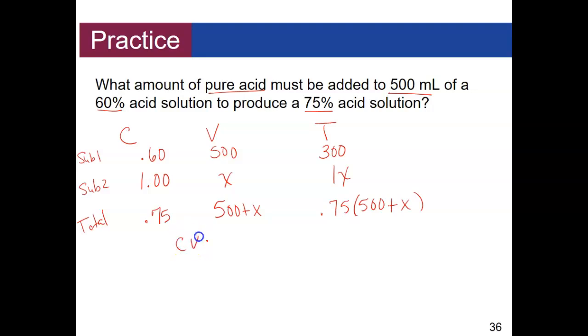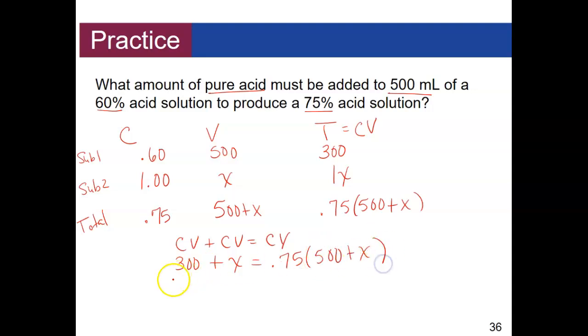So now we're ready to write our equation. Our total over here is the concentration times the volume. So our concentration times the volume for the first substance is 300. For the second substance it is 1x. And then for the total substance it is 0.75 times 500 plus x. If we multiply these two together, we're going to get 375.